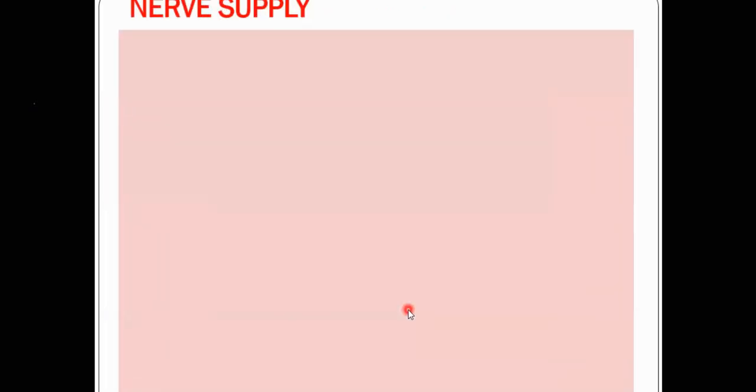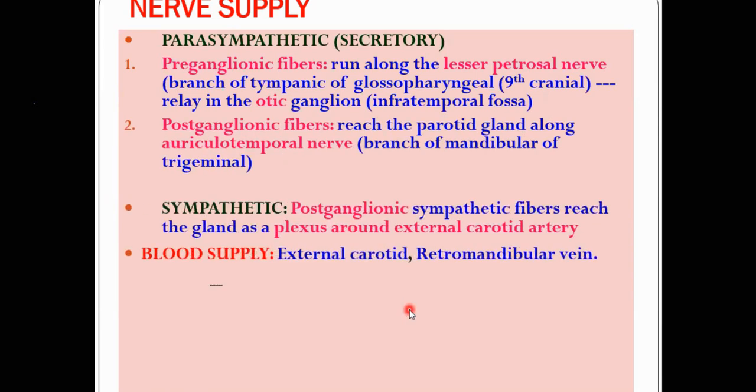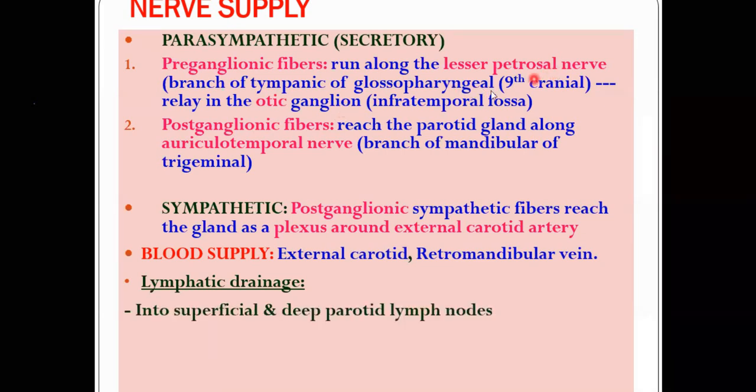Now, the nerve supply, you can read it, but I think this is more related to physiology: the preganglionic fibers run in the lesser petrosal nerve. Just remember that the glossopharyngeal nerve and the mandibular trigeminal nerve are controlling its secretion. The blood supply is from the external carotid and retromandibular vein, and the superficial and deep parotid lymph nodes are draining it.